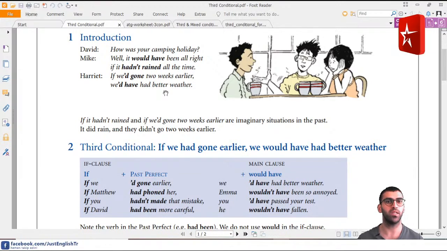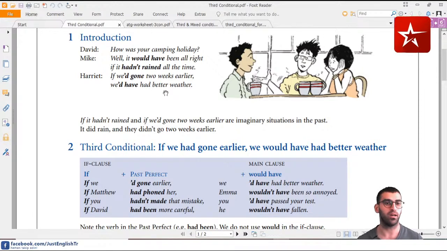Mike says, well, it would have been all right if it hadn't rained all the time. Harry says, if we had gone 2 weeks earlier, we would have had better weather. So they actually didn't have a good holiday, and they regret that. If it hadn't rained and if we had gone 2 weeks earlier, they are imaginary situations in the past. It did rain and they didn't go 2 weeks earlier, so it didn't happen. Third conditional: if we had gone earlier, we would have had better weather.